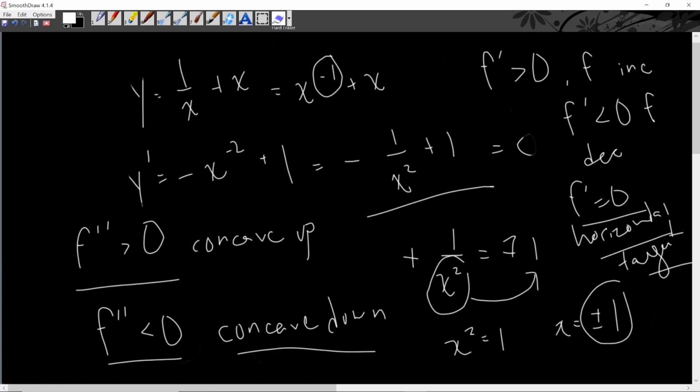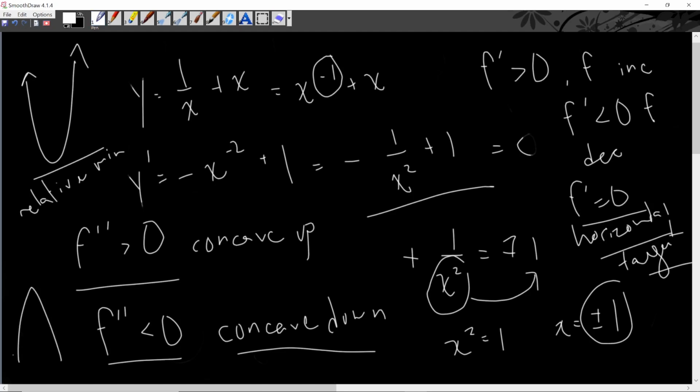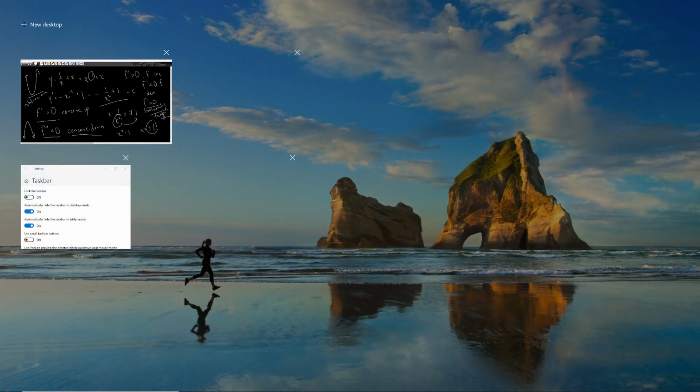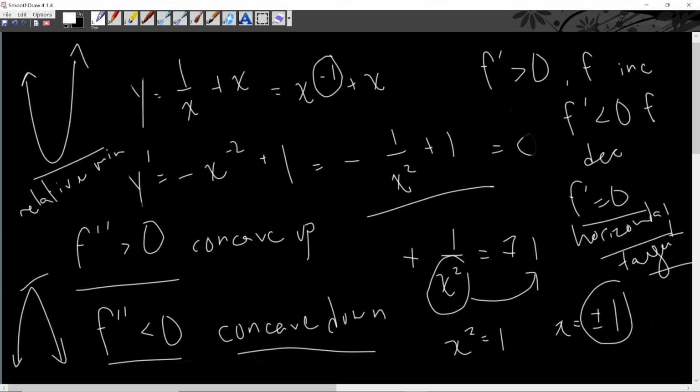If you have a horizontal tangent and it is concave up. So let's draw that one more time. You have a horizontal tangent and it is concave up. This is a relative min. If you have a concave down graph and a horizontal tangent, that will be a relative max.